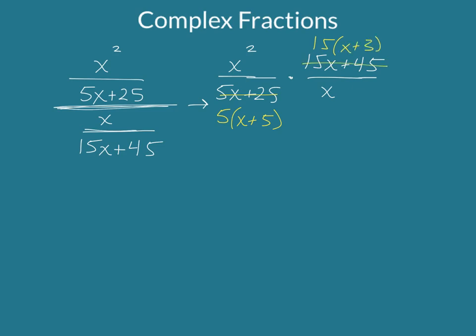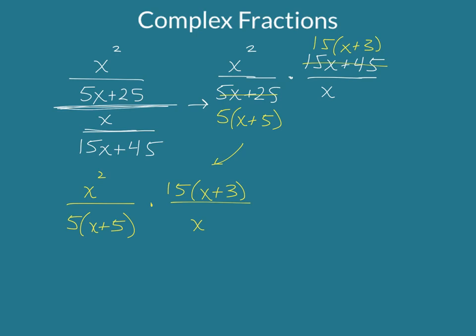Great. So I'm going to rewrite in yellow down here. So right now, we have x squared over 5 times x plus 5 times the fraction 15 times x plus 3, all over just x.